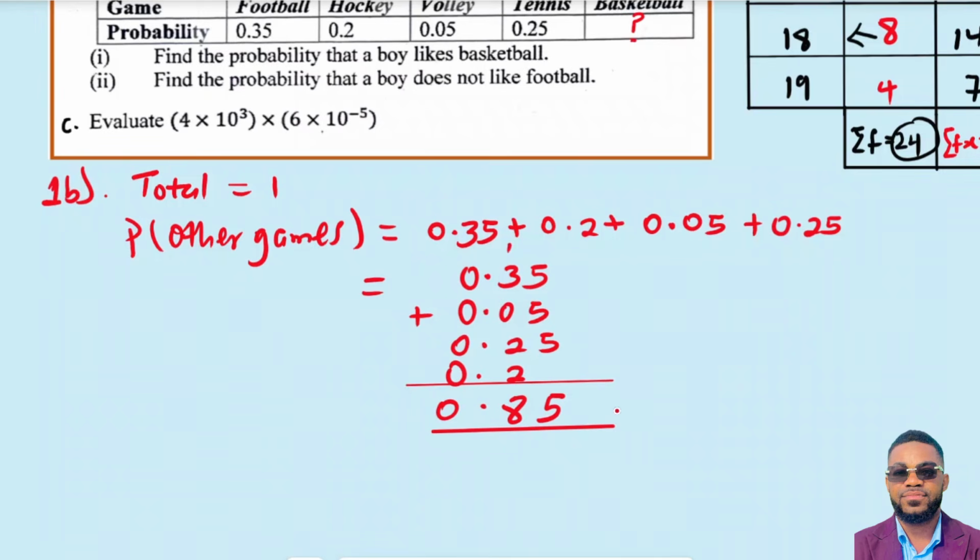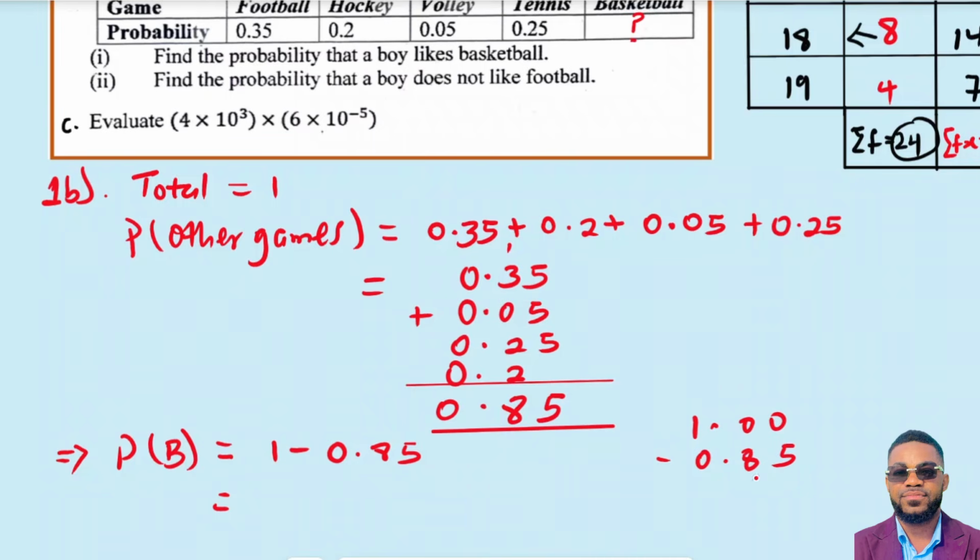So we have 0.85. Now to get the probability of basketball, like I told you, we're going to subtract the 0.85 from 1. This implies that the probability of basketball, I'm using B for that, is going to be 1 minus 0.85. Then what are we going to get? So 1 minus, let me do that subtraction here. We have 1.00 minus 0.85.